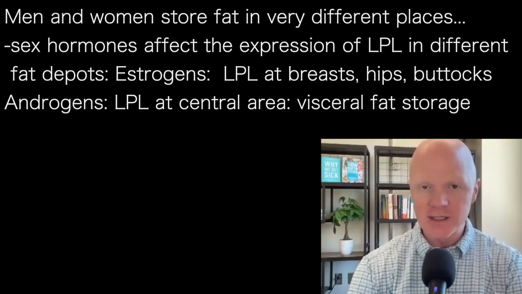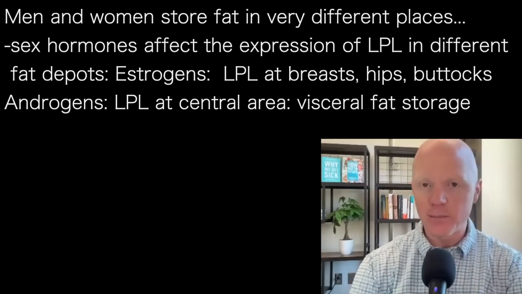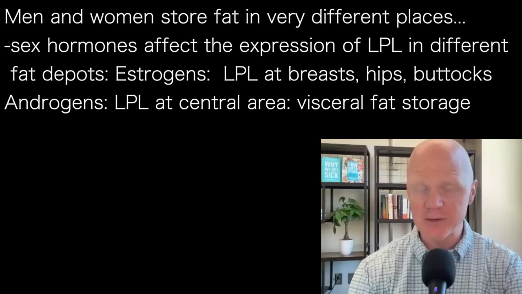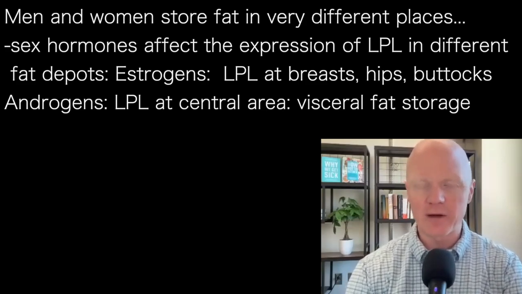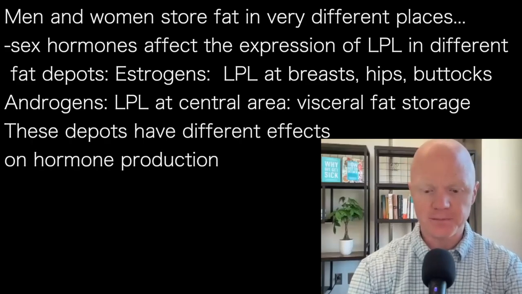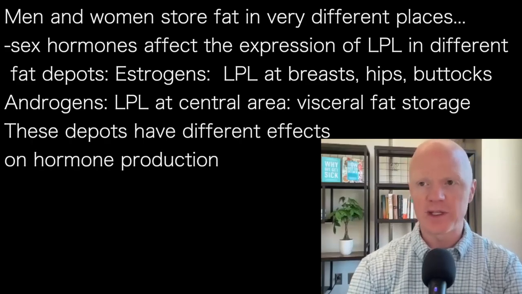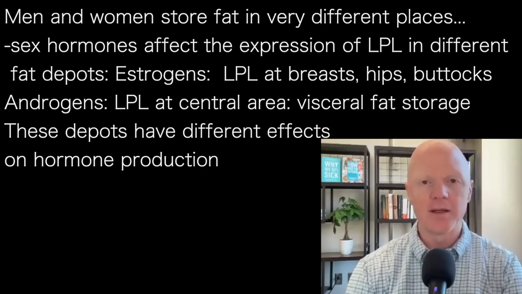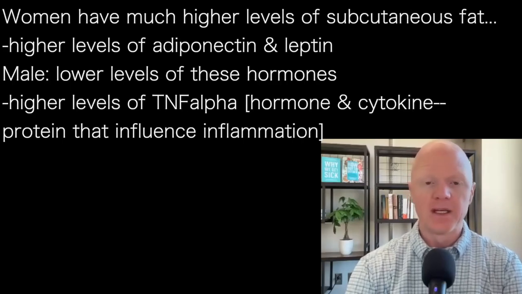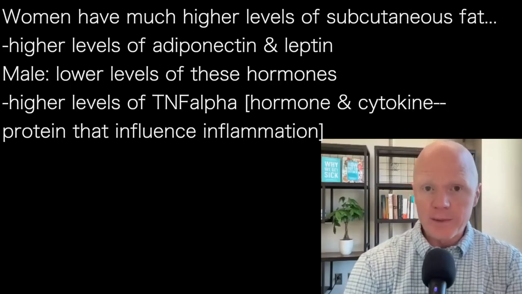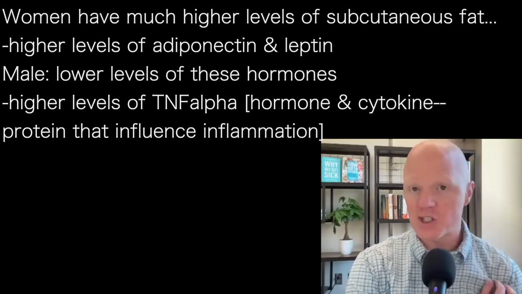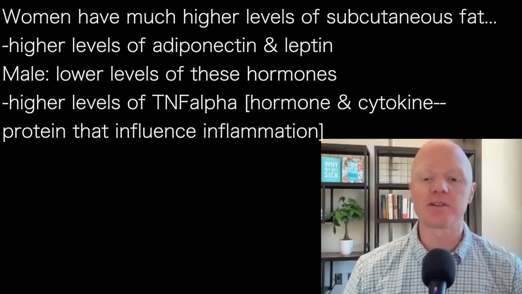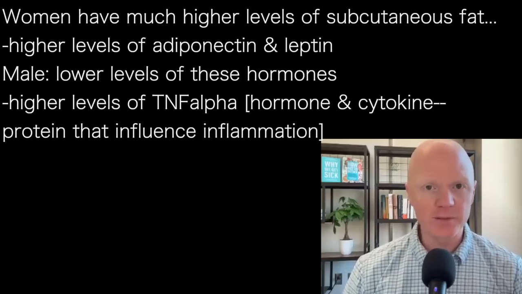Whereas the androgens, like testosterone, which are much higher in the boy, the male going through puberty, begin expressing more lipoprotein lipase in the central region of the body, leading to greater abdominal and even visceral fat storage. Now, we store fat in different places between the two sexes, and those different depots have differing effects on hormone production. So, for example, in women, because women have relatively much higher levels of subcutaneous fat, it's no surprise that she will have relatively higher levels of the hormone products that come from subcutaneous fat.